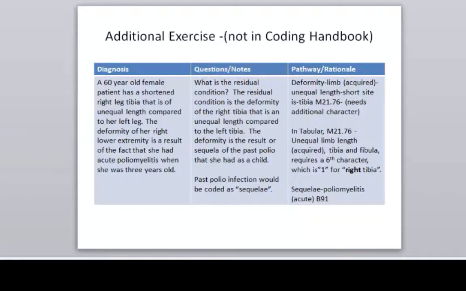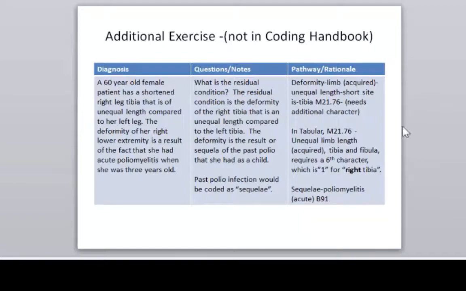So in our pathway, we begin with the main term, deformity. Next term, limb, acquired. In other words, it was not something she was born with. If she had been born with that shortened length, that would be congenital. Acquired, unequal length. Short site is the tibia. Takes us to code M21.76 dash. That dash meaning we need an additional character.